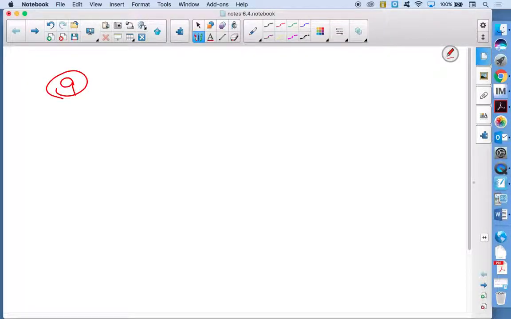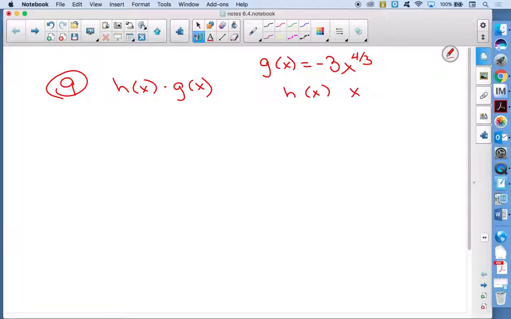Okay, so number 9 has h of x times g of x. And the two that you're multiplying together there, the g of x is negative 3x to the 4/3, and h of x is x to the 1/2.